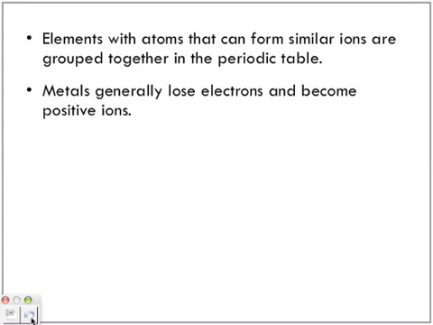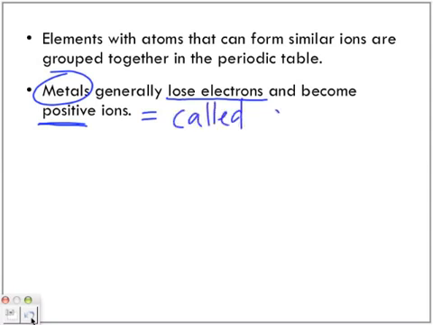If you look at the periodic table, you'll see that the metals all have positive ions associated with them. It means metals will lose electrons. When metals lose electrons, they become positively charged, right? And these positive ions are called cations. So we think of the t as a plus shape, for positive.